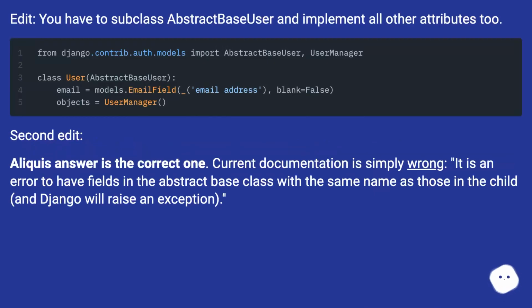Edit, you have to subclass abstract base user and implement all other attributes too. Second edit. Aliqui's answer is the correct one. Current documentation is simply wrong. It is an error to have fields in the abstract base class with the same name as those in the child, and Django will raise an exception.